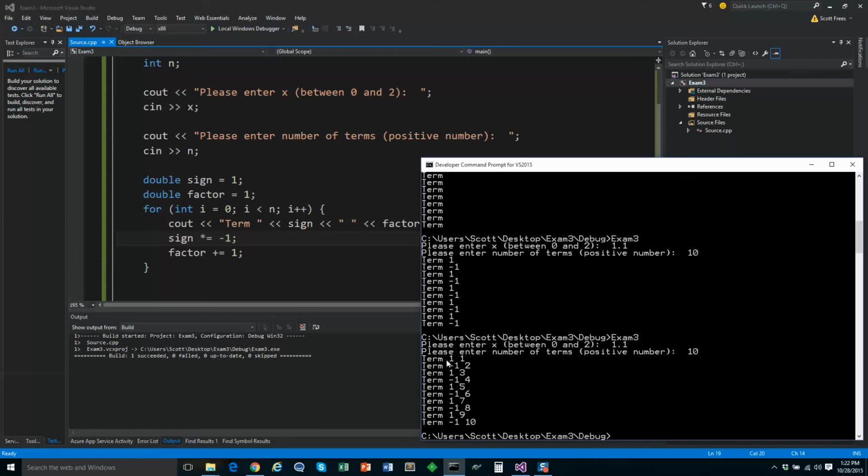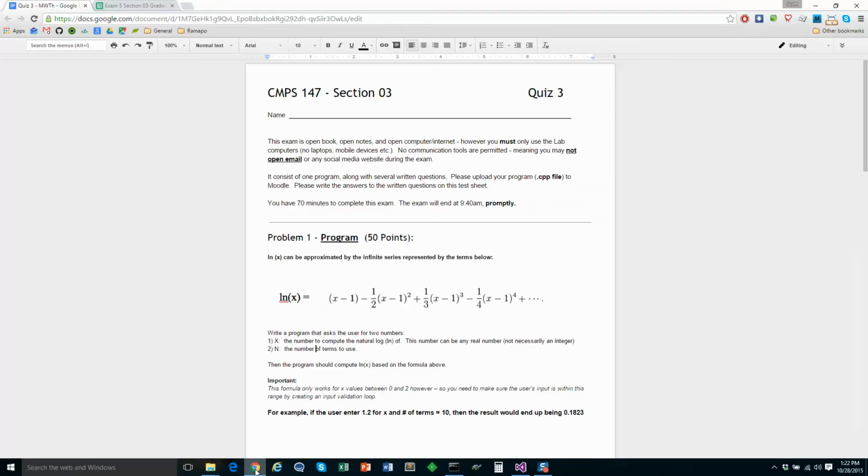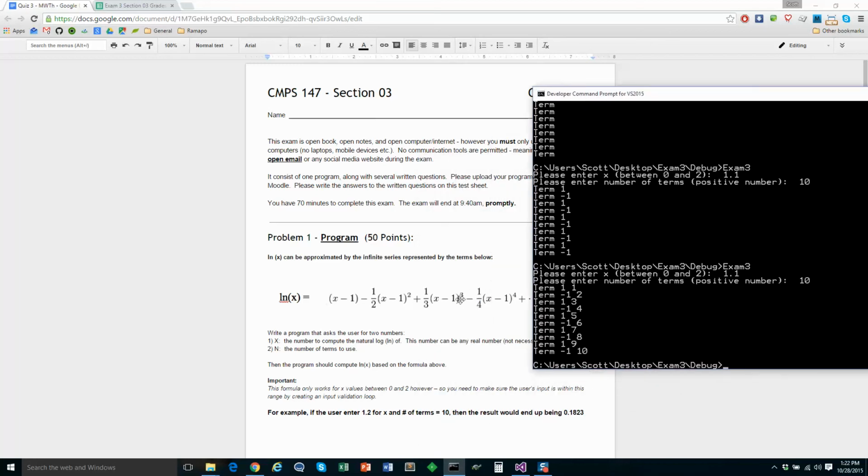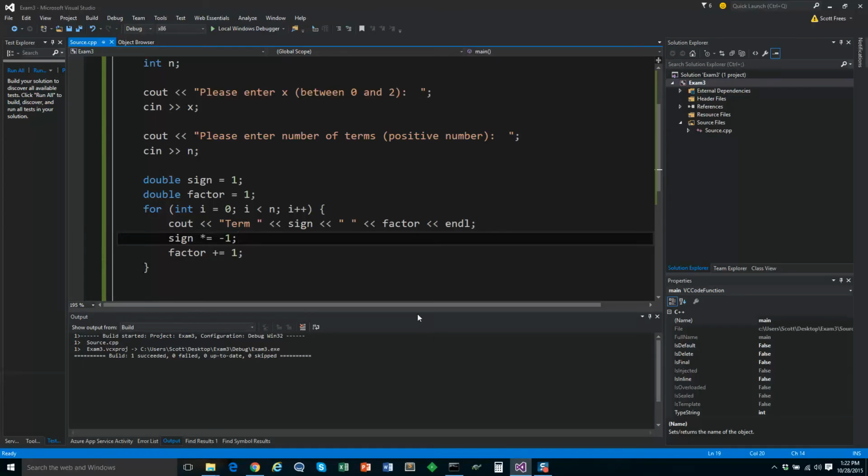So now we see the 1, 1, negative 1, 2, 1, 3. If we look at that compared to the pattern we're seeing showing up, 1 over 1, positive, negative with the 2, positive with a 3, negative with a 4, we have the exact terms that we need. Now that we got that, it's really easy from here. It's just a standard accumulation of a specific term.